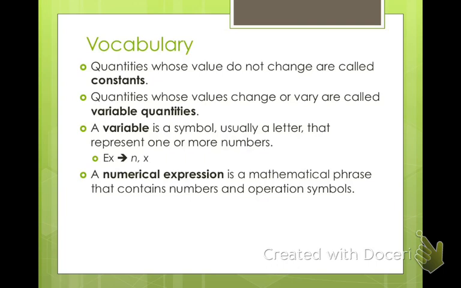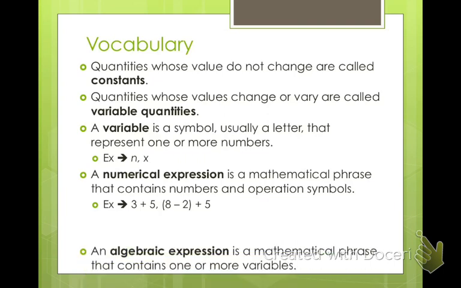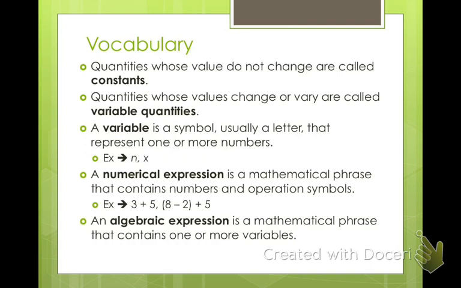Next, we have a numerical expression. This is a mathematical phrase that contains numbers and operation symbols. Try and think of an example of a numerical expression. Three plus 5 or 8 minus 2 plus 5 are numerical expressions because they use numbers and operating symbols. We don't use variables in numerical expressions. But in algebraic expressions, we use numbers and variables in math operations. So like 3n plus 5, 8x minus 2 plus 5n. These are all algebraic expressions. So, go ahead and pause the video if you need to. Write down the vocab.